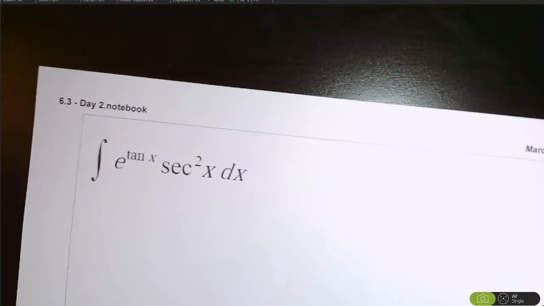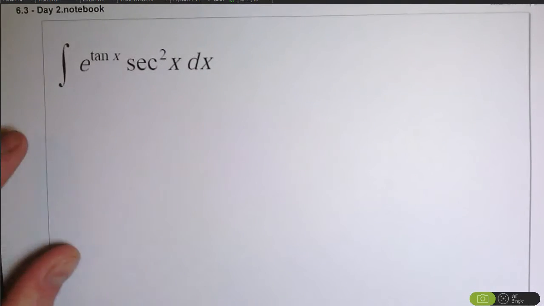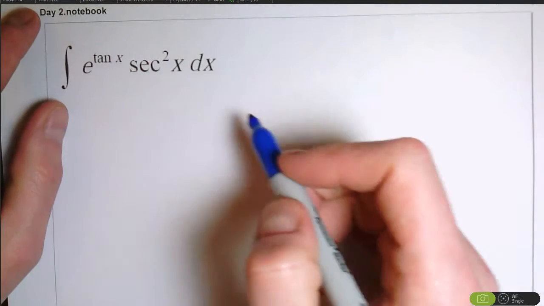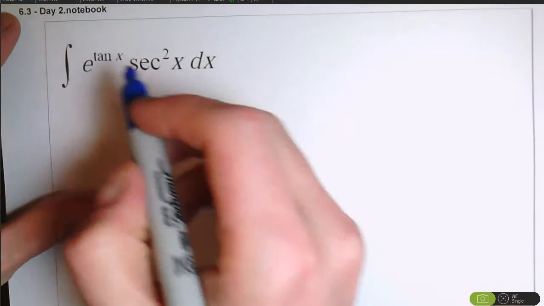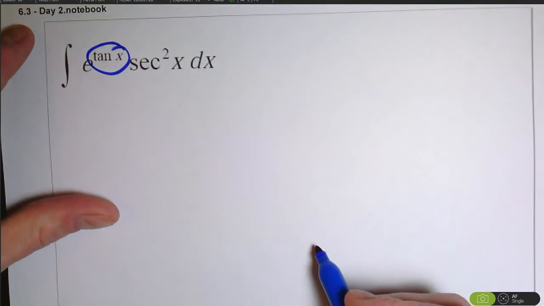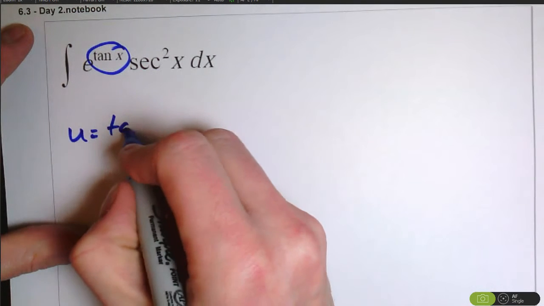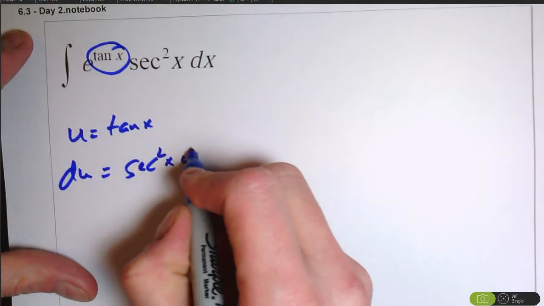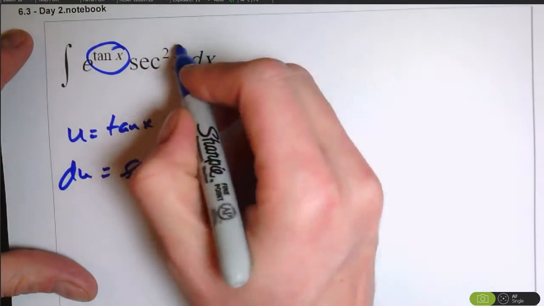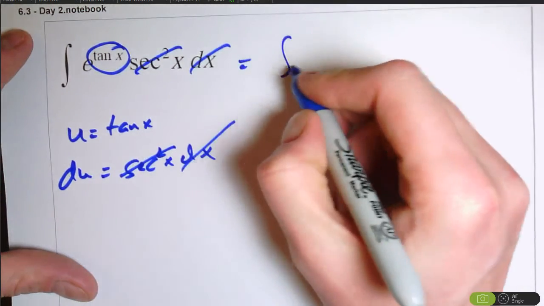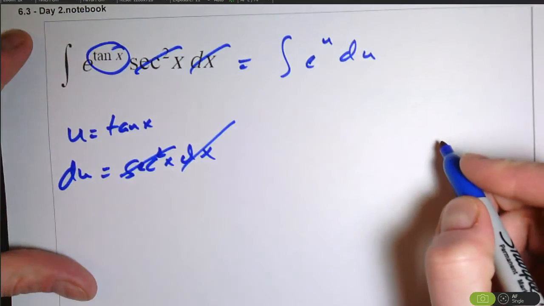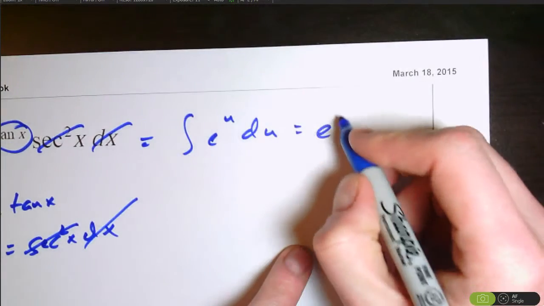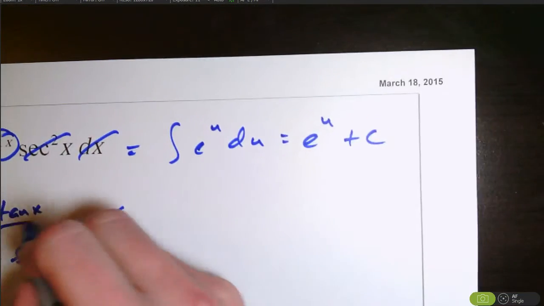All right, next problem. Integral of e to the tangent x times secant squared dx. Hopefully this is pretty obvious. Let u equal tangent x. du is secant squared x dx, and that's just going to cancel this off and this off. So the integral of e to the u du is just going to be e to the u plus c, and what was u? Tangent x.